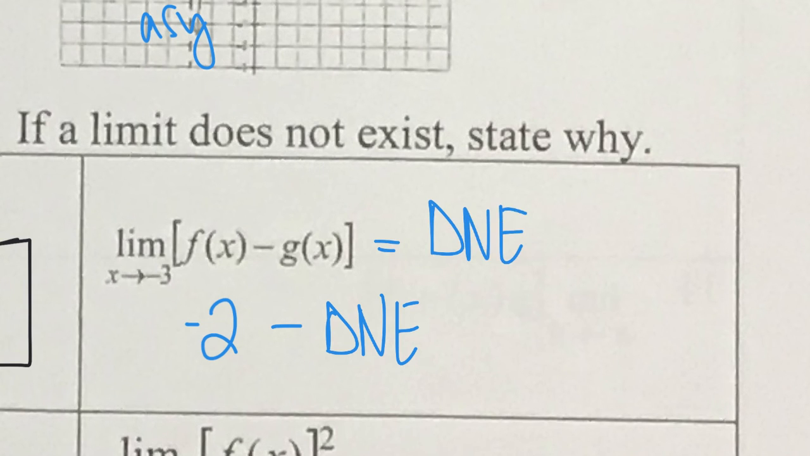And sorry, I wrote equals. Not equals. The limit itself does not exist. Okay? Because there is a vertical asymptote at g of negative 3. Okay, so at negative 3, the limit does not exist. So the difference of these limits would not exist because one of them does not exist.